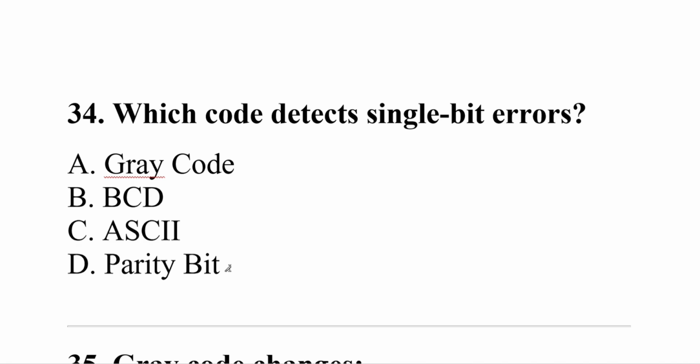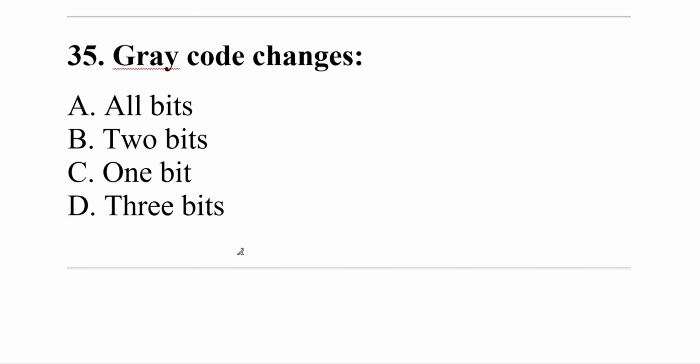Which code detects single bit error? Option A gray code, B BCD, C ASCII and D parity bit. And the correct answer is option number D, that is parity bit. A parity bit helps detect single bit transmission error.